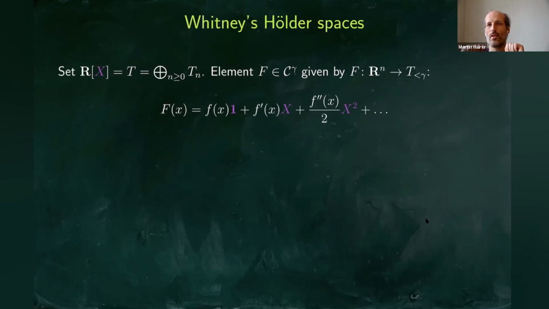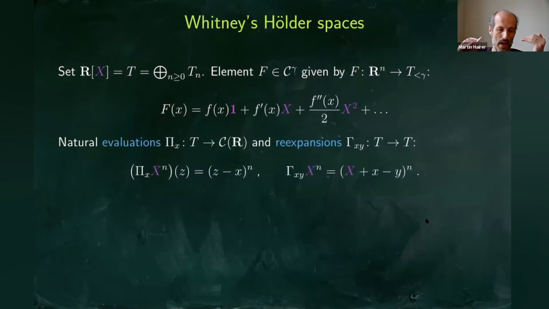But now I want to make a slightly different shift in perspective. Instead of viewing a C gamma function as a real valued function, I want to view it as a function that actually takes values in that space of polynomials. And you should think of it in this way: at every point, instead of just having the value of the function, I also attach the derivative, the second derivative divided by 2 and so on, up to the derivative of order integer part of gamma.